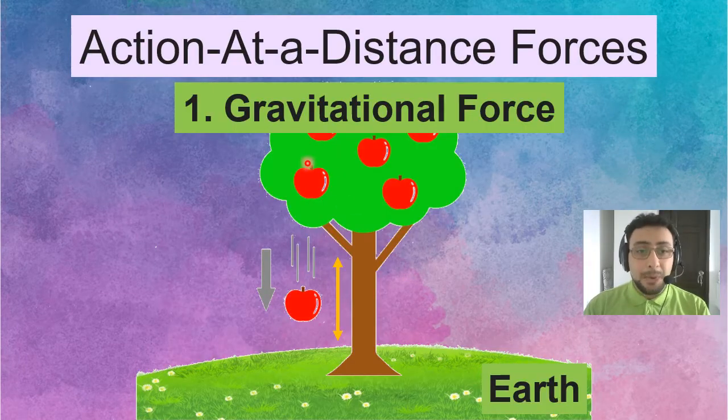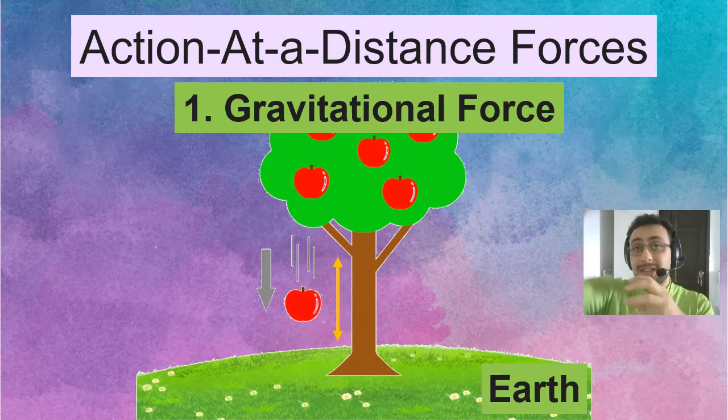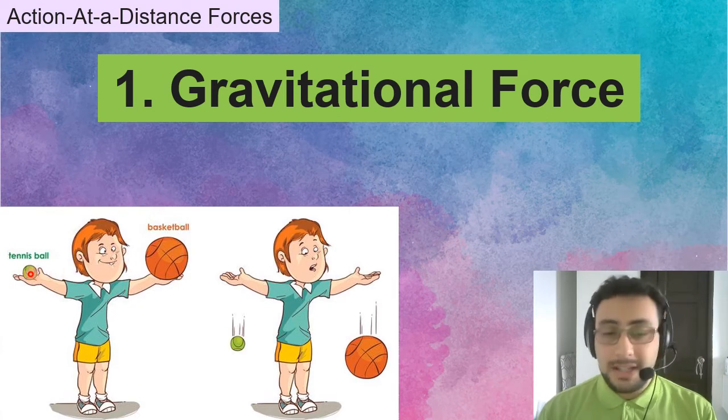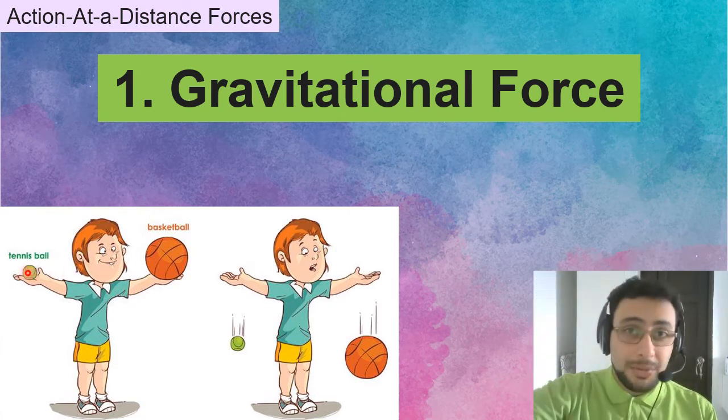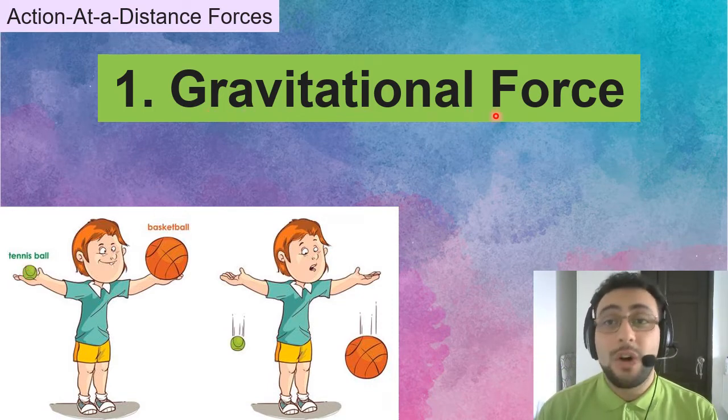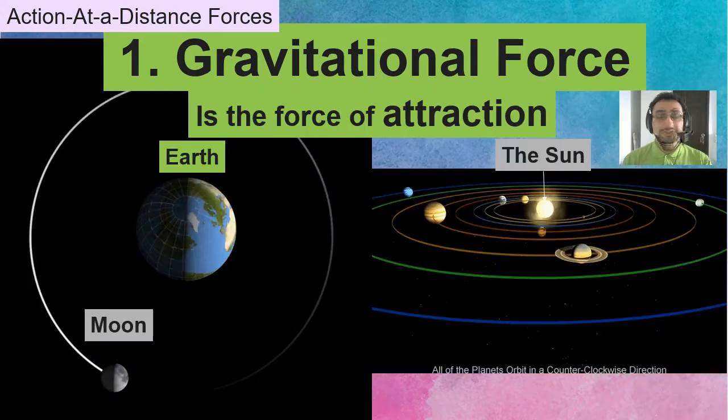So, this apple is falling towards Earth because of Earth's gravitational force. It's attracting everything towards Earth. That's why when I drop this, whoop, see, it goes down. It goes towards Earth because of Earth's gravitational force. Now, you see, no matter what you drop, it's going to go down, like a basketball, like a tennis ball. When you drop it, it goes towards Earth because Earth is attracting everything because of gravitational force.